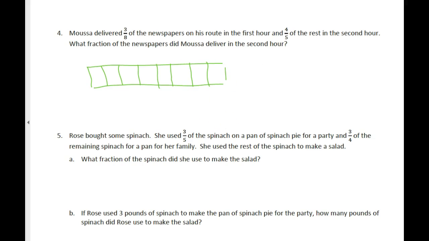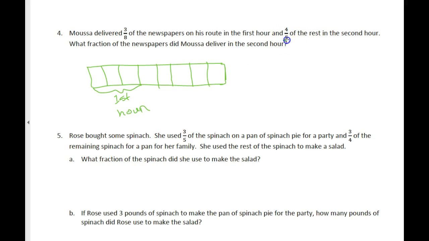All right, there's Musa's route. Let's get these corners back in here. Here's Musa's route. And 3/8 are delivered in the first hour. So here's 3 out of 8. This right here is the first hour. And then 4/5 are delivered in the second hour. What fraction of the newspapers did Musa deliver in the second hour?